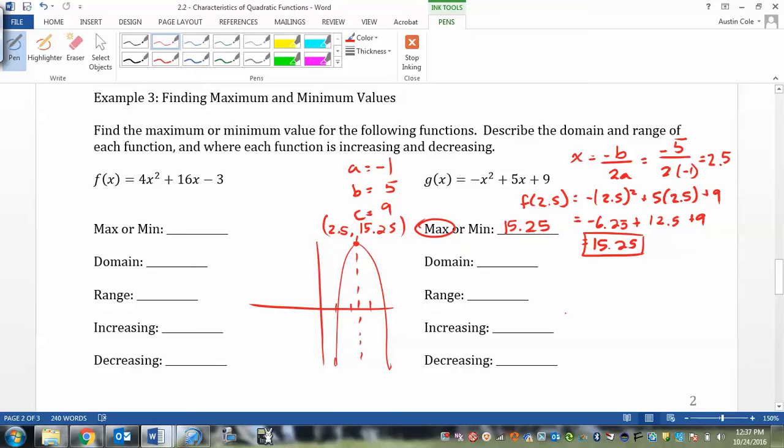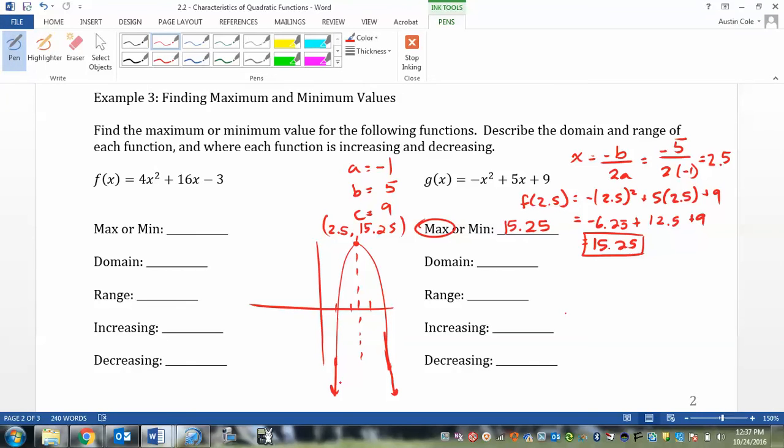Okay, so now we've got to answer all these questions. Domain. Domain talks about x or y? X. So which x values are we using here? It's something infinity, right? So if I look at my arrows, are these arrows ever going to stop? No. Are they ever going to stop going down? No. Are they ever going to stop going out? No. Here's the trick.